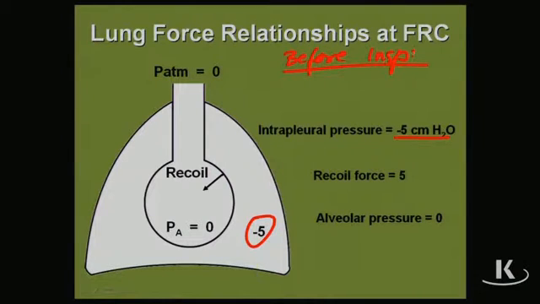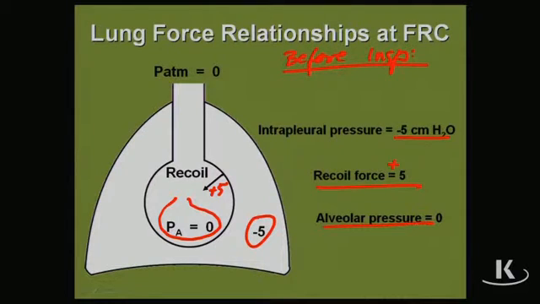If I'm to measure the mean pressures in the lung, the intrapleural pressure will be -5 and the recoil force will be +5. The recoil force will be in the wall of the lung, +5. And at this time, the alveolar pressure is equal to 0. Let's say that this is a little alveolus here. The pressure in the alveolus is 0.